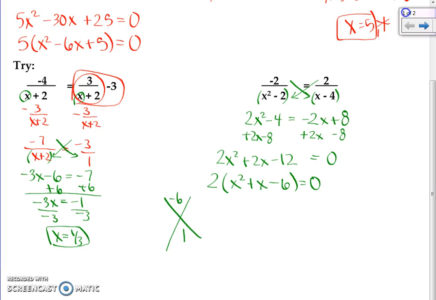We put our negative 6 and 1, which is what? So we've got x plus 3, x minus 2, which means our two answers are what? Okay, if we look up here, are either of those going to give us zeros in the denominator? Nope. Okay, so then this one has two answers.